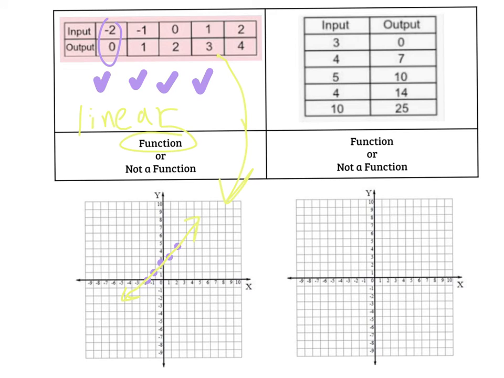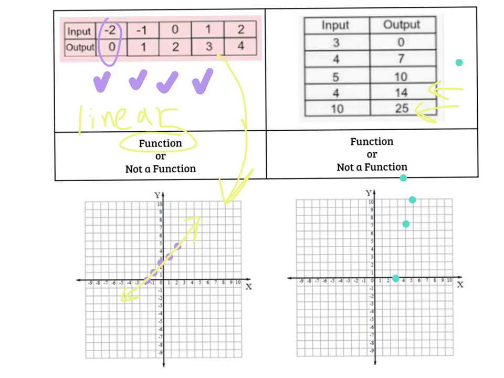So let's graph the second one. I'm not going to have enough space for 25 or even 14, but let's just take a look and graph what we can. So over 3, 3, 0, that's going to be here. 4 to 7, 1, 2, 3, 4, is right there. 5 and 10 is up here. And 4 and 14 would be about right here. And then 10 and 25 would be like way up there.